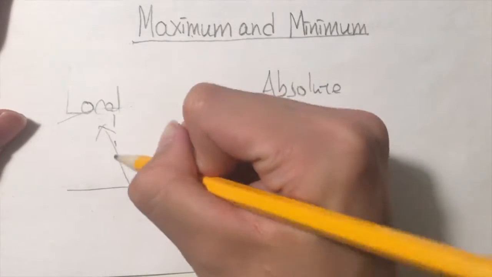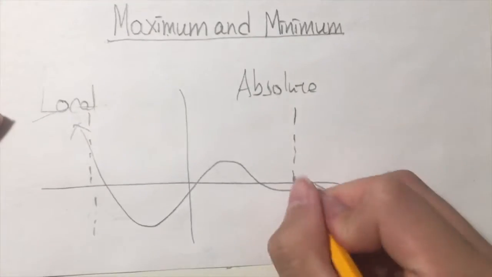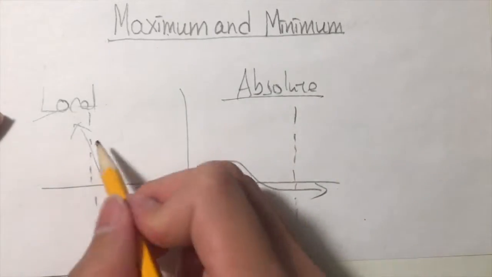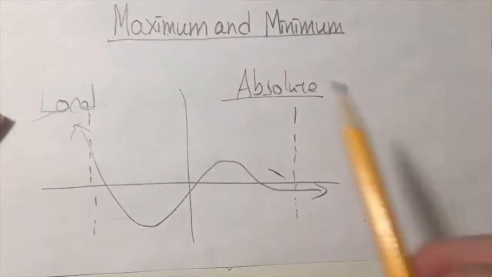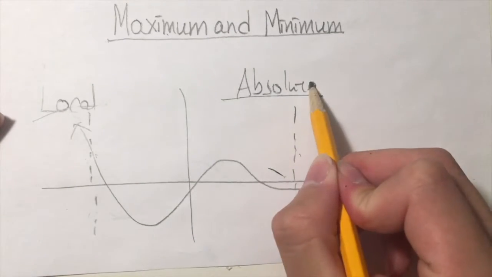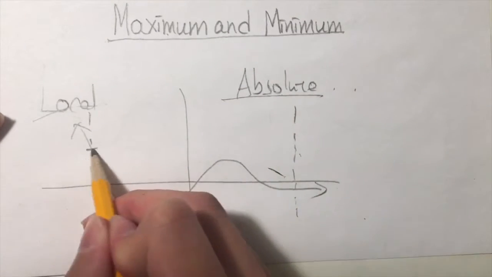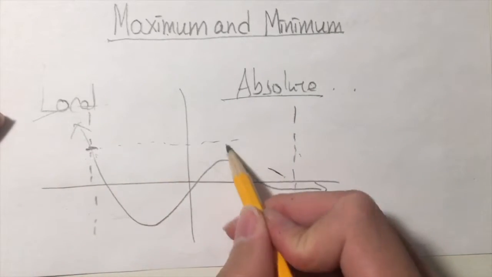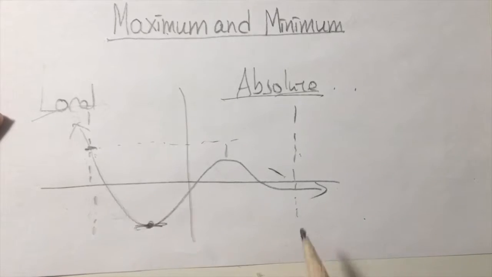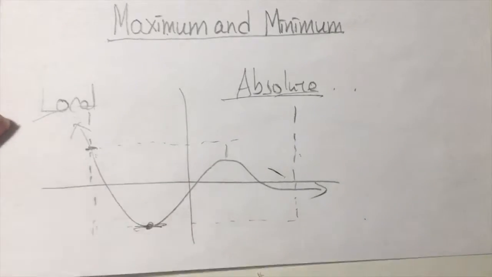and take a given interval right here, the absolute maximum and minimum will just be the point with the highest y values within the given interval. So in this interval, the absolute maximum value will be right here. You can see it's slightly higher than this. And the absolute minimum will be the lowest value, which in this case is right here, and it's lower than anything else.